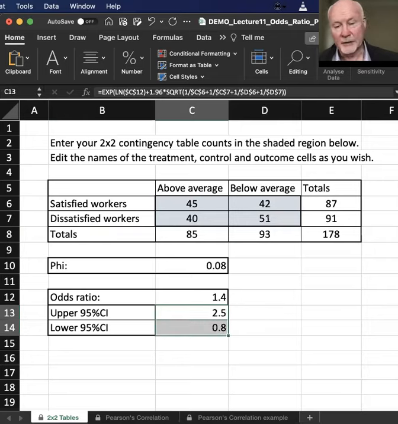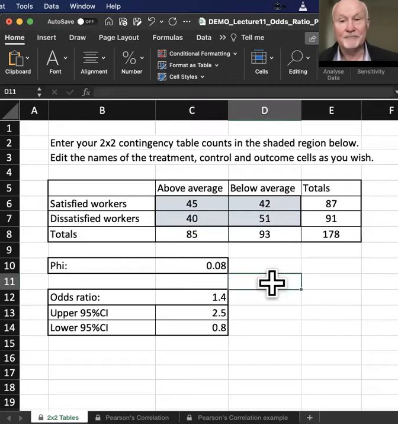The confidence interval now ranges from 0.8 to 2.5, so 1.0 is in that range. So with those numbers we can't make a claim of statistical significance. And that's really all there is to it. Pretty simple. Thanks.